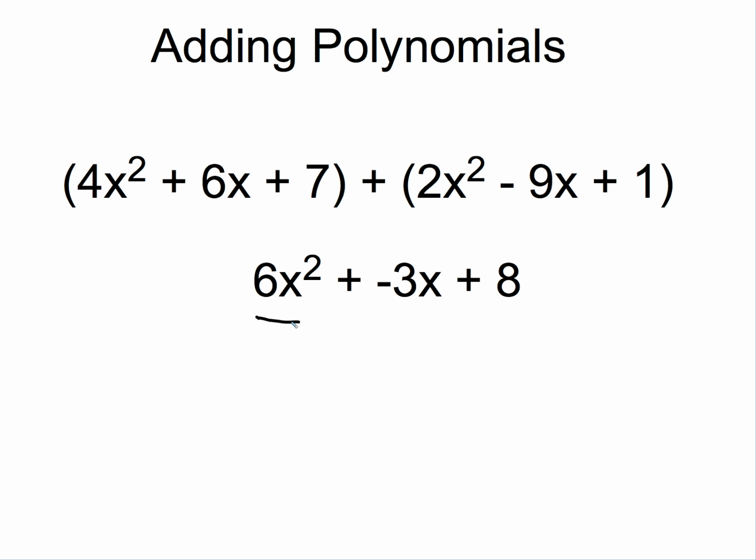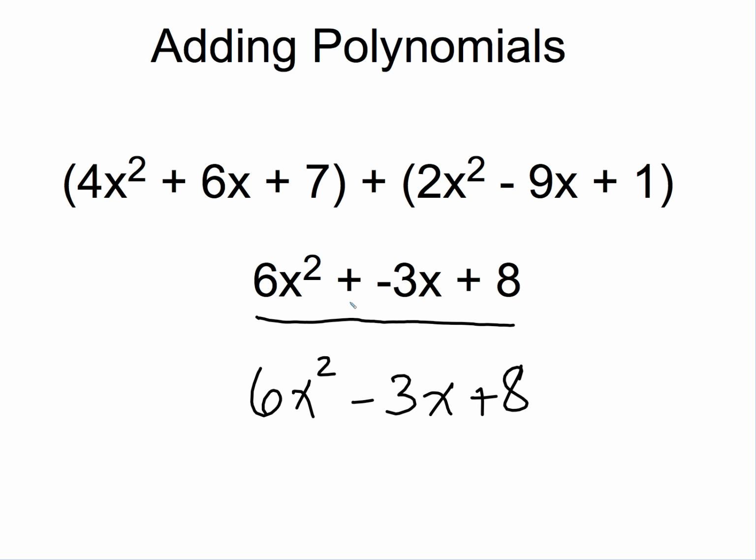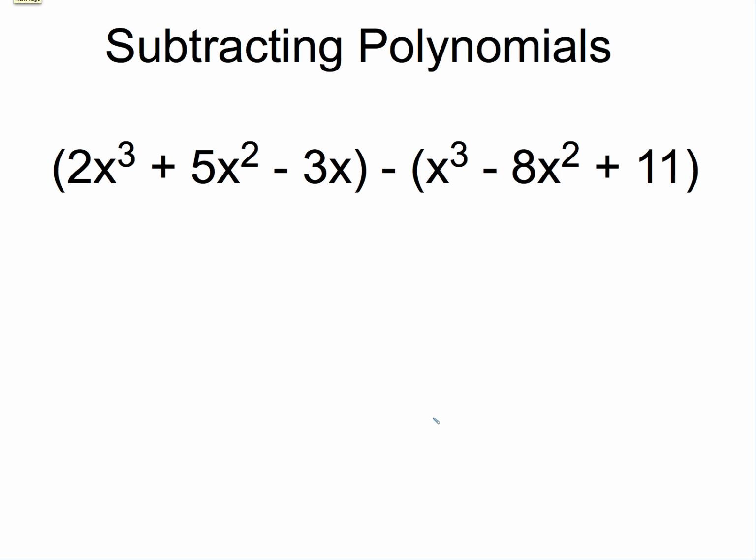So the final answer for this would be 6x squared plus negative 3x plus 8. Remember, the other way you could write this would be 6x squared minus 3x plus 8. This would be correct as well. Plus and negative is the same as minus, whichever way you write it. And then next, let's look at subtracting polynomials.